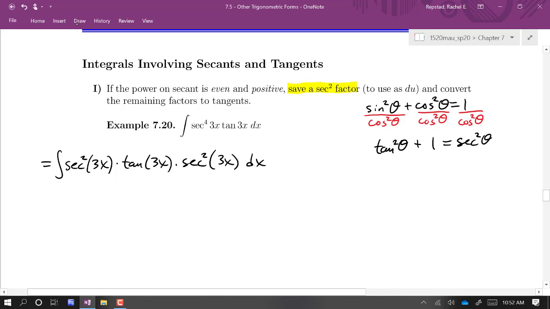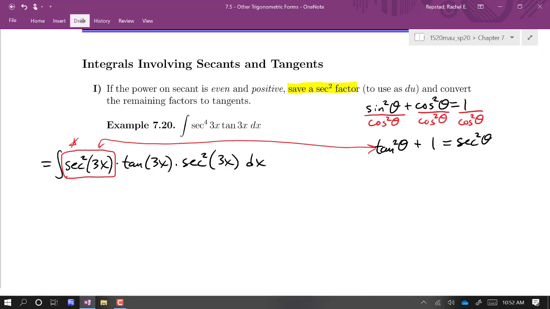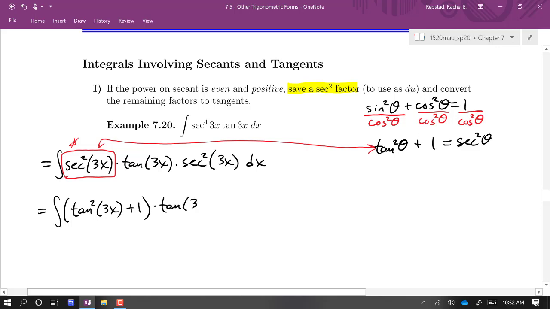So I want the rest of this in terms of tangent, which means I want to do something about this secant squared that I have in the front. And I can do that with Pythagoras. So this is the integral of tan squared 3x plus 1 times tan 3x times secant squared 3x dx. So I've got the rest of it in terms of tangent. Now I'm ready for the substitution.